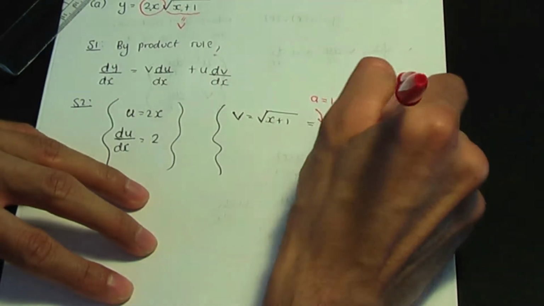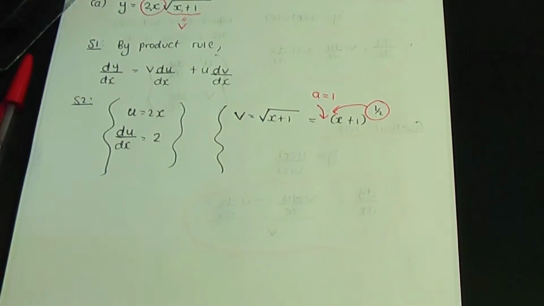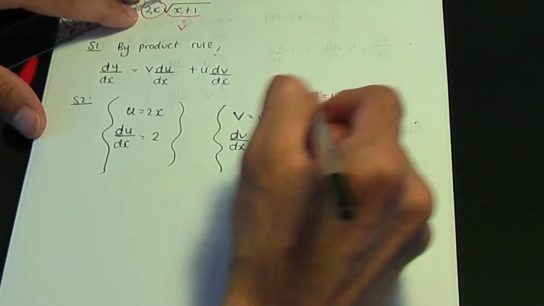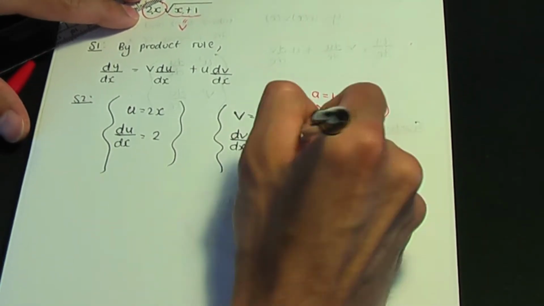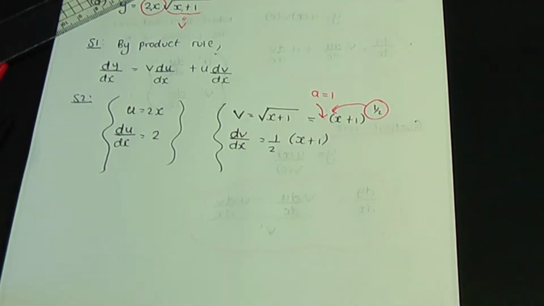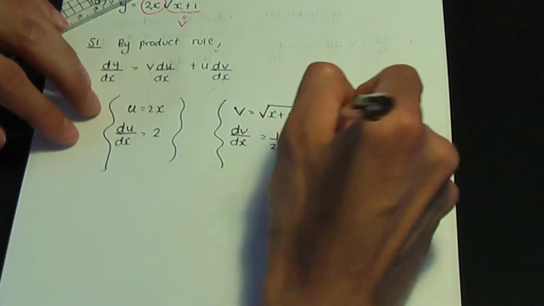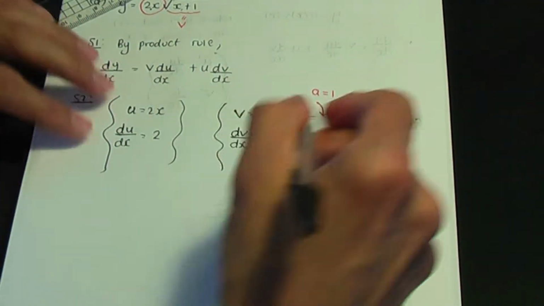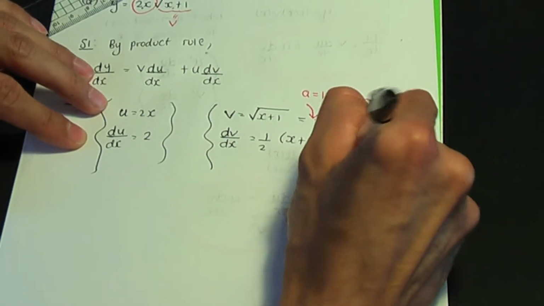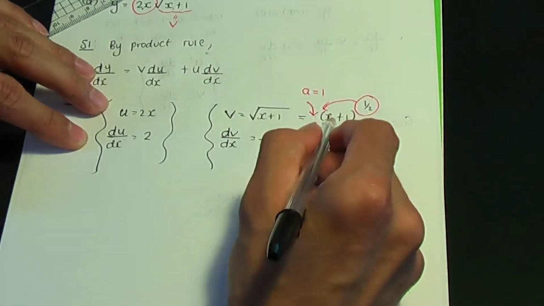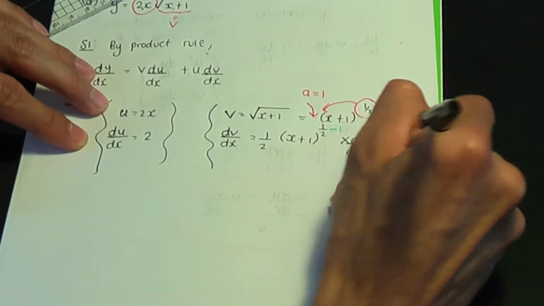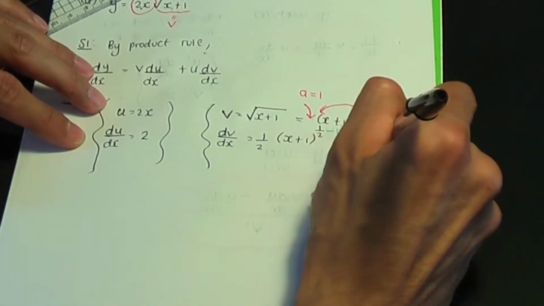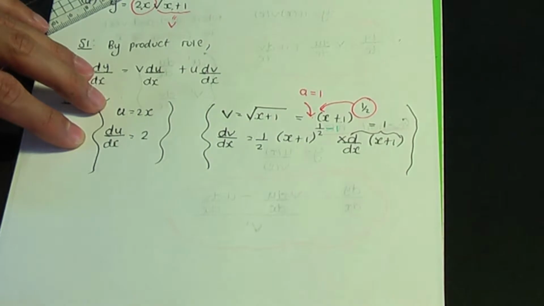The power is half, so I'm going to multiply by the power. So dv over dx is going to be half times 1, which is half, into the x plus 1. Then we take away 1 from the power, so it's going to be half minus 1. And then we multiply by d by dx of u, and our u is x plus 1. If I simplify this, d by dx of x plus 1 is simply 1.